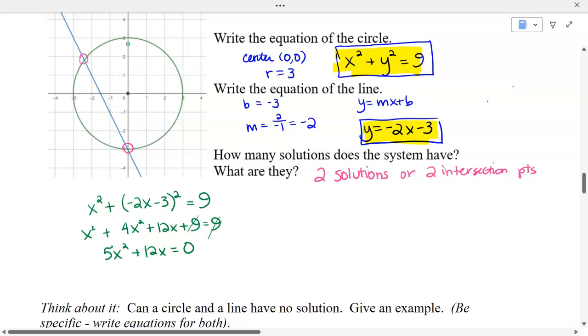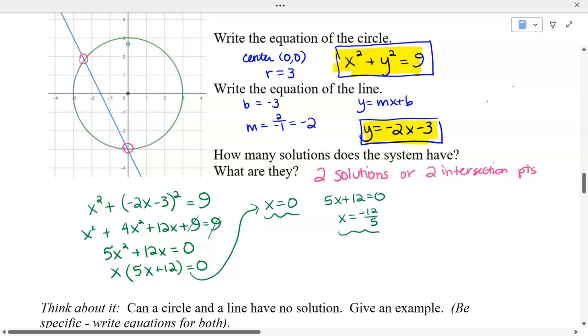And now I just need to factor this. It's not a trinomial, and it's not a difference of two squares. So really I'm just factoring out a GCF, which in this case is just x. So we have x times (5x plus 12) equals 0. And I can set each one of those equal to 0. I can say x equals 0, and then 5x plus 12 equals 0. If I solve this equation right here, I'm going to get x equals negative 12 over 5.